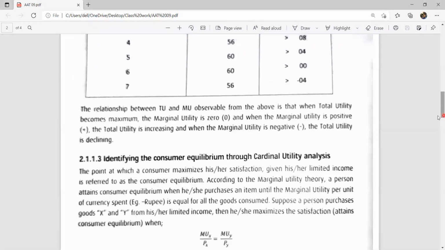The relationship between TU and MU observed from the above is that when total utility becomes maximum, the marginal utility is zero. Of course, we noticed up to the sixth unit, total utility was rising and marginal utility decreased but remained positive. When the marginal utility is positive, the total utility is increasing. When the marginal utility is negative, the total utility is declining.